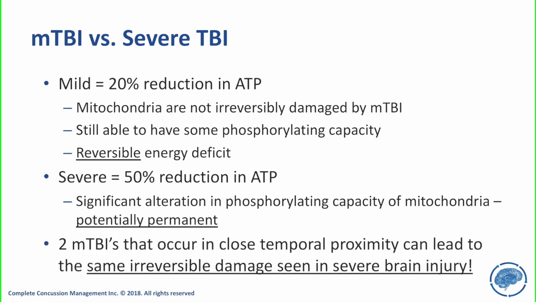What we do know about 2 concussions is that if they occur in close temporal proximity, they can lead to the same irreversible damage that we see with severe TBI. So this is really the concern around concussion. It's not necessarily having a concussion, it's having multiple concussions in a short period of time.